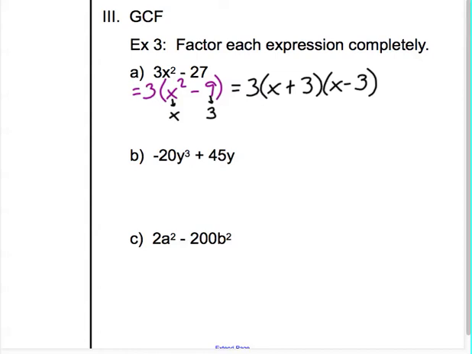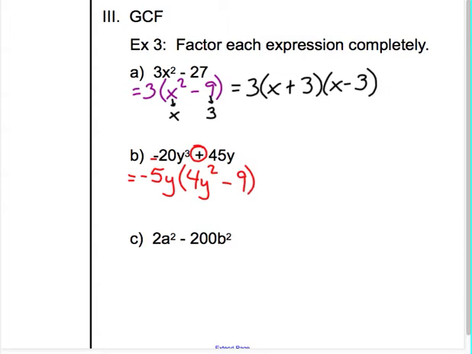My second example, I do not have a difference, I have a sum. So what I'm going to do on this one is factor out a negative, since my first term has a negative. So I notice 5 is my GCF, I'm going to factor that negative out with it. And I also notice that both terms have a y, so I'm going to factor a y out as well. So negative 20 divided by negative 5 is 4. Y cubed, when you factor one y out, you have y squared left. Positive 45 divided by negative 5 is negative 9, and we factored out the y.